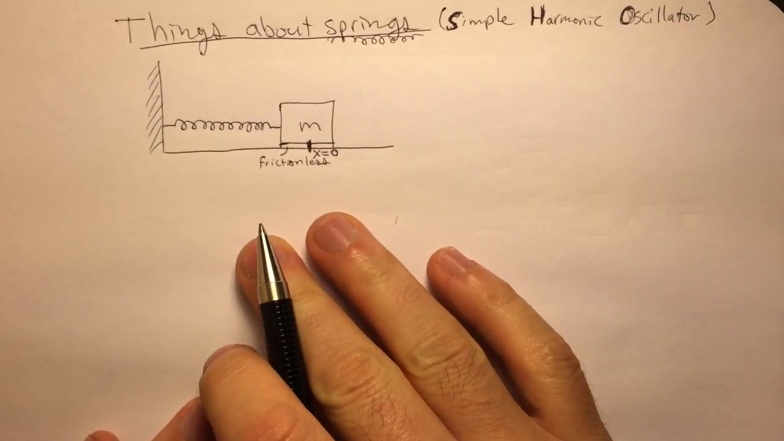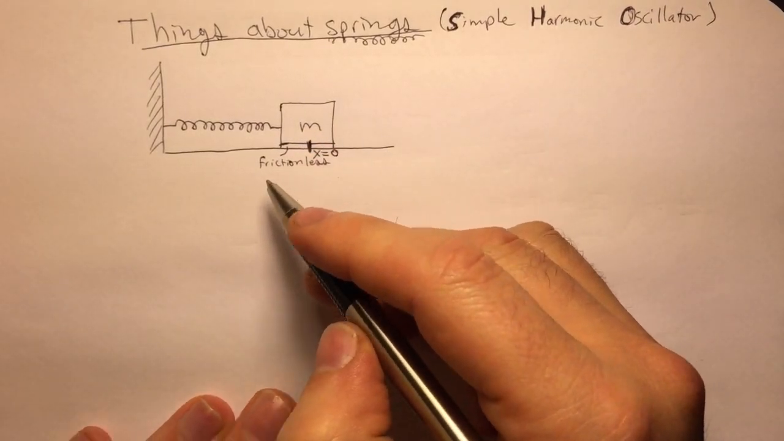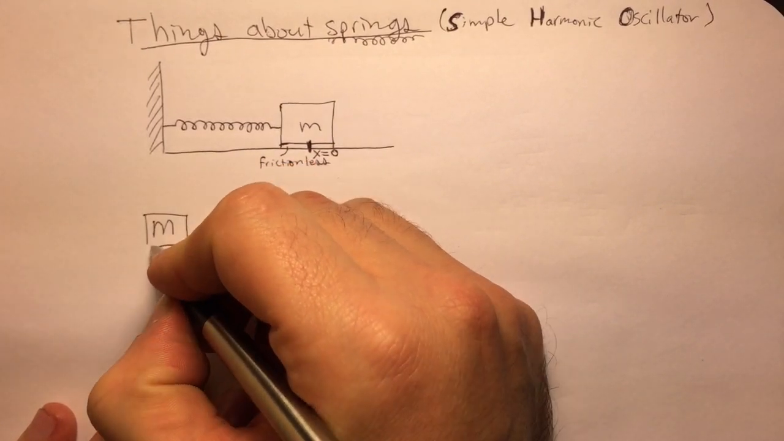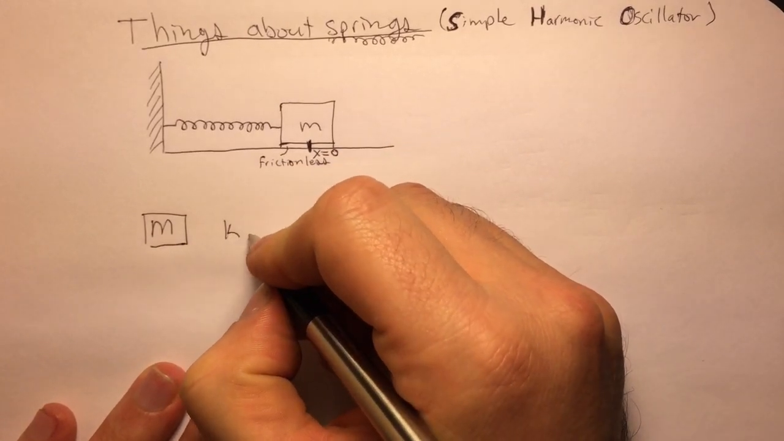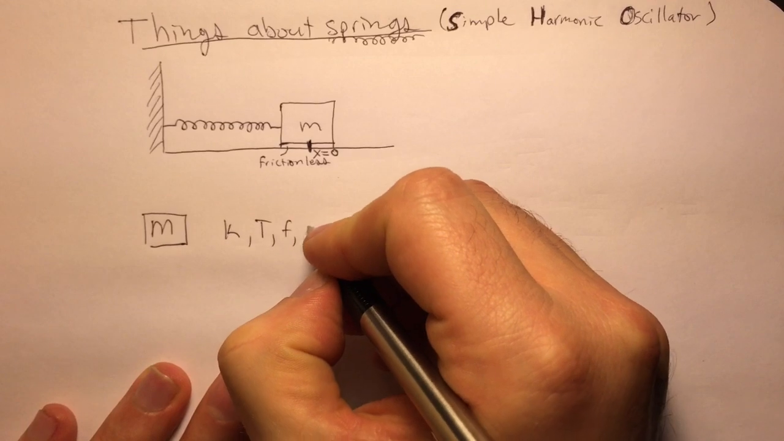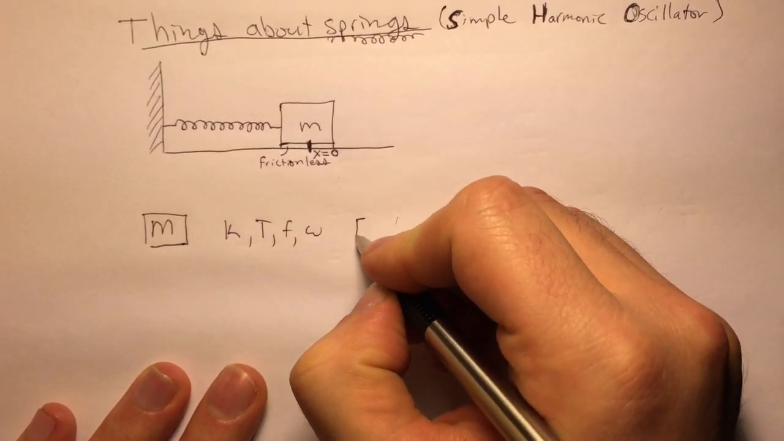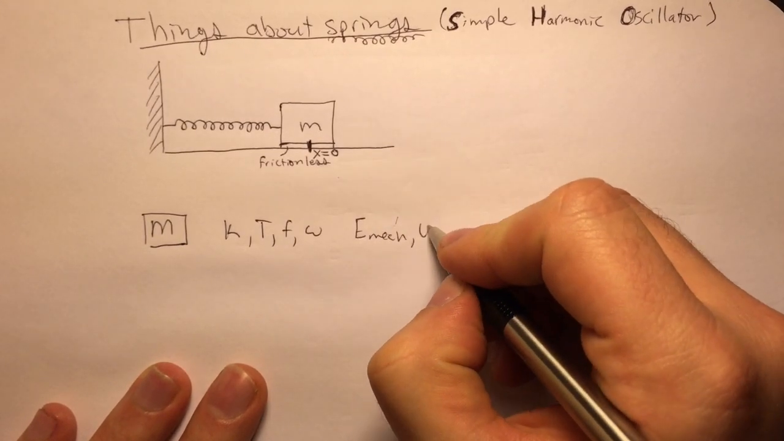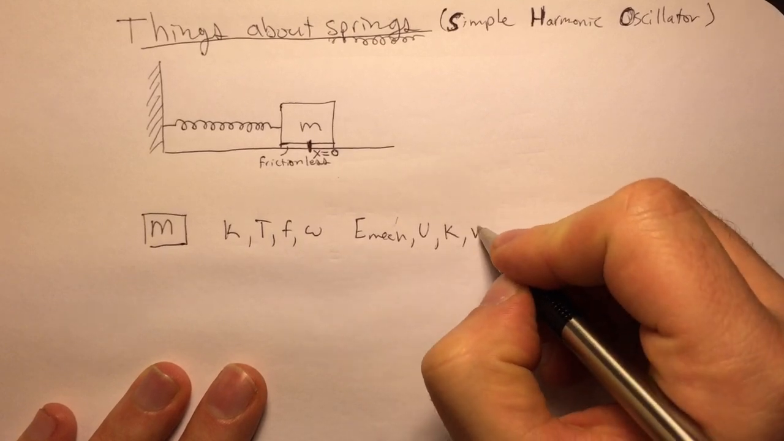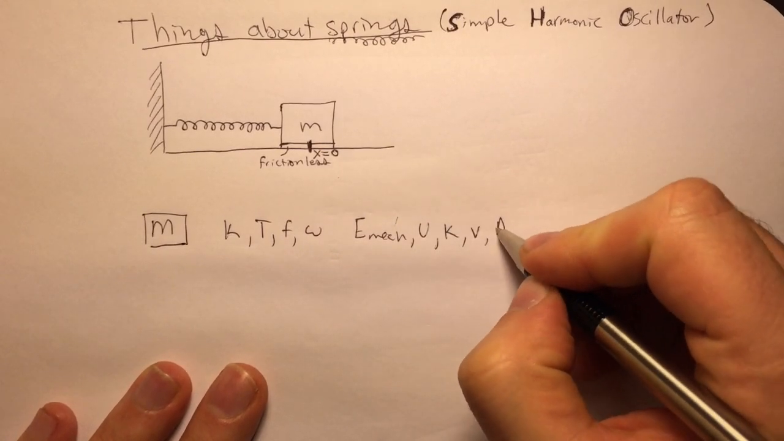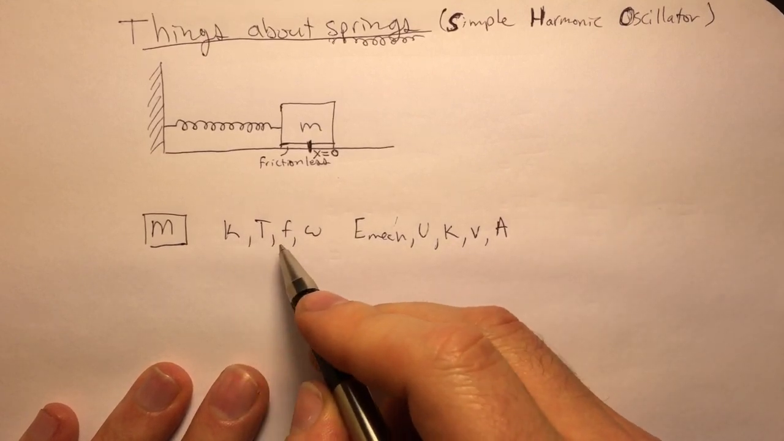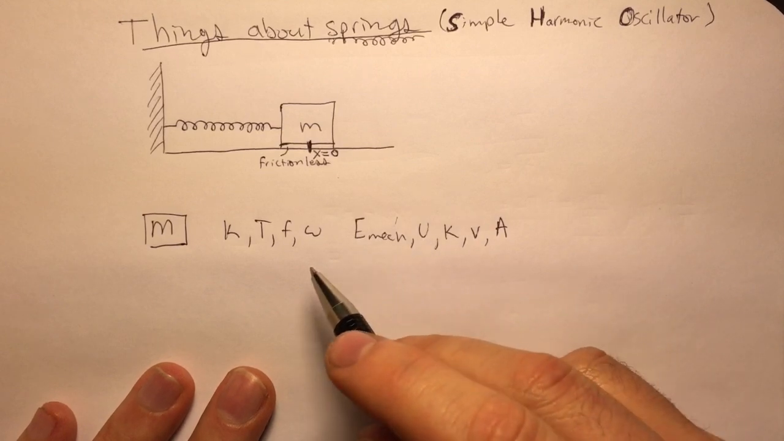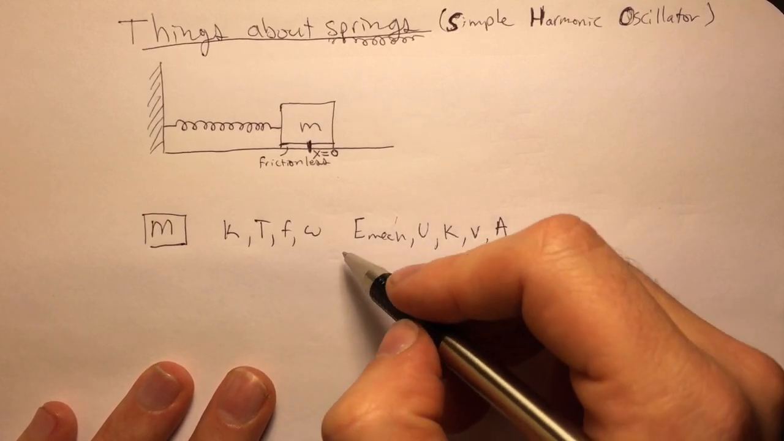And so you learned a lot about different quantities when it comes to simple harmonic motion. First there's the mass, which usually you'll know. And then there's the spring constant, period, frequency, angular frequency, the mechanical energy of the system, potential energy, kinetic energy, velocity when it's moving, and an amplitude. It turns out that they're actually related in some really simple ways, and that's what we'll talk about here.